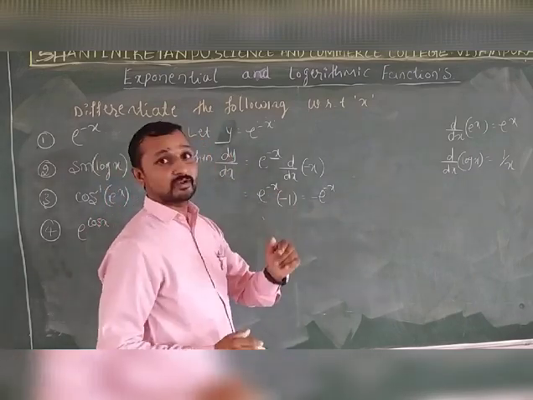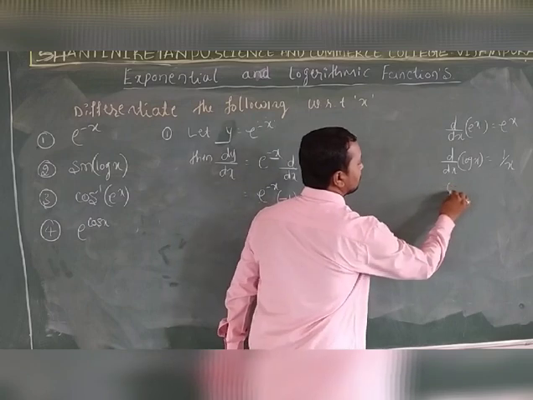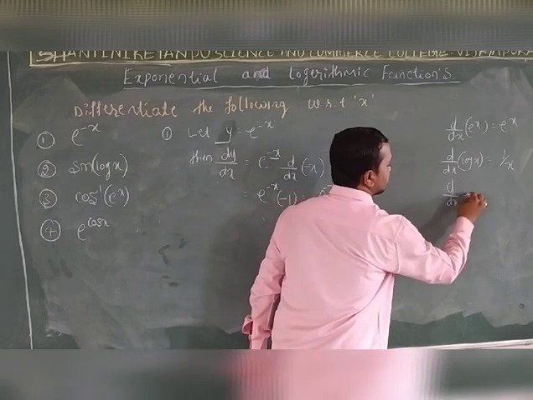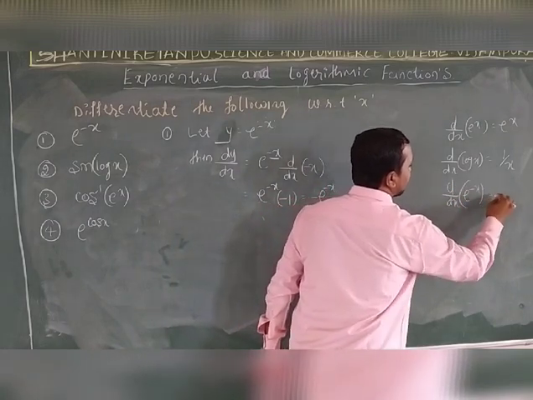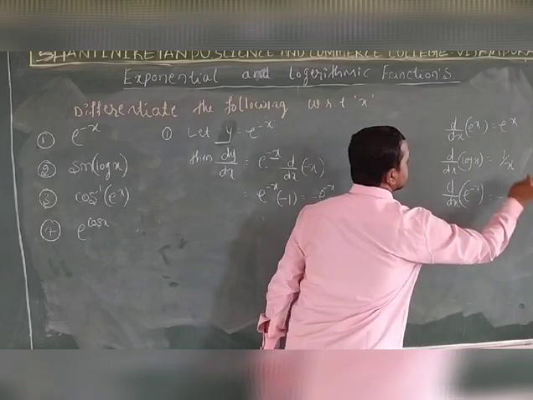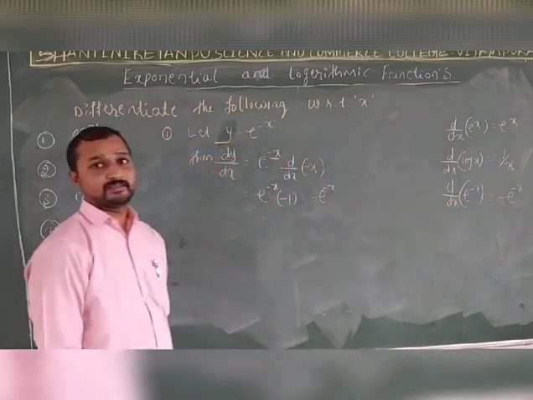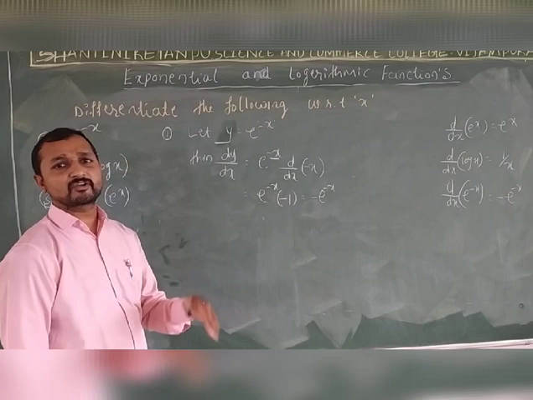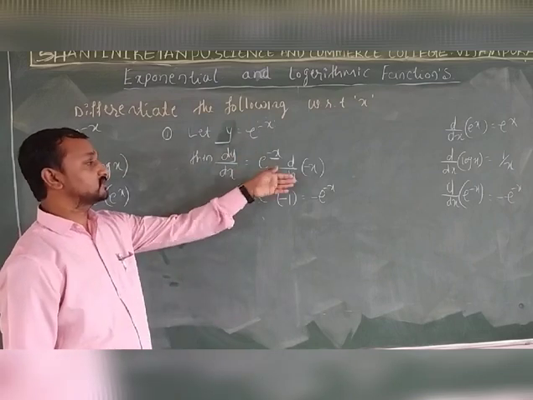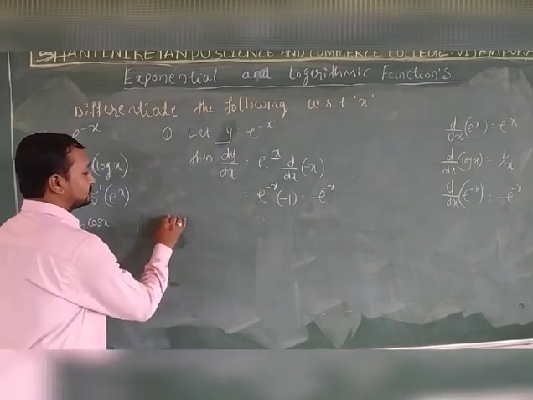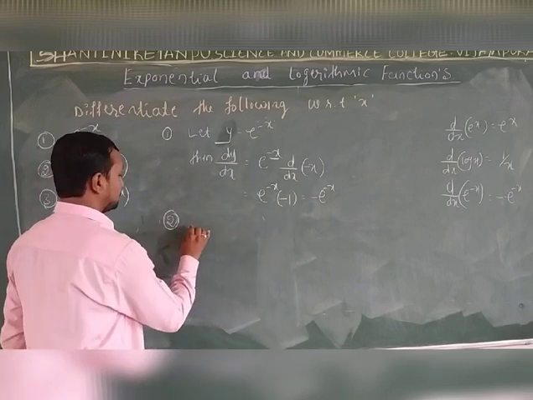This is also one important property: d by dx of e raised to minus x can be written as minus e raised to minus x. Example, one more question, very simple. So this is successive differentiation. And the second one, what is the second term? Let us consider.